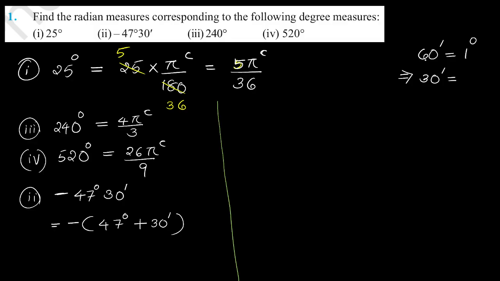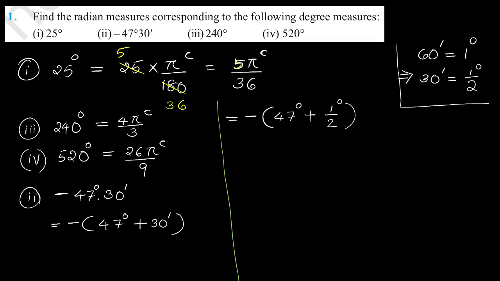Dividing the left side you will get 30. Divide the right side also by 2, 1 by 2 degree. It's very simple, right? 60 minute is 1 degree, we studied. From that equation we get 30 minute equal to 1 by 2 degree. All of you clear? Please respond. Yes, sir. So let the minus be there outside. 47 degree plus 30 minute is equivalent to 1 by 2 degree.